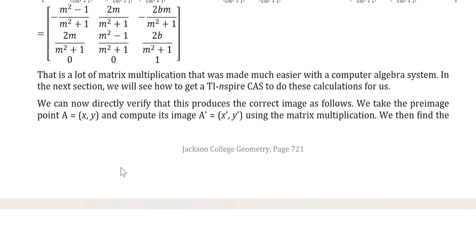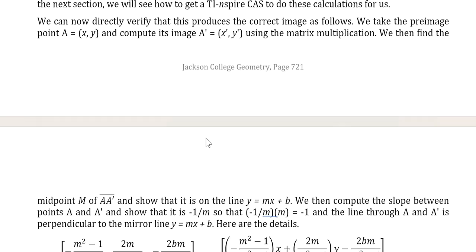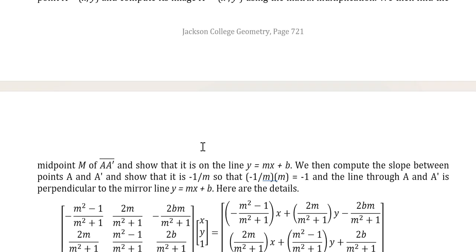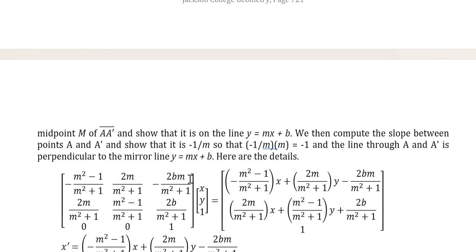In other words, the midpoint of the line segment from A to A prime needs to be on the line y equals mx plus b. And it also needs to be perpendicular. So we can compute the slope and show that the slope of the line from A to A prime is the right slope, which is the opposite of the reciprocal of the slope of the original line, and that'll make it perpendicular.